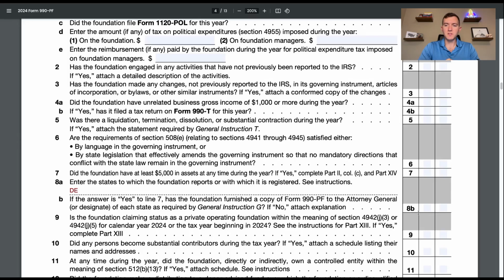And a lot of times we will see that 8B is checked, saying that they did furnish a copy to the Attorney General, which is kind of ironic considering they don't state what state the Attorney General got that copy. So if you don't list the state, it's not likely that you actually provided that copy to the Attorney General. Again, small little thing here, but it's very common not to see it.